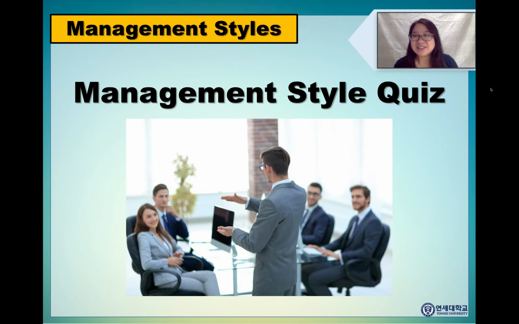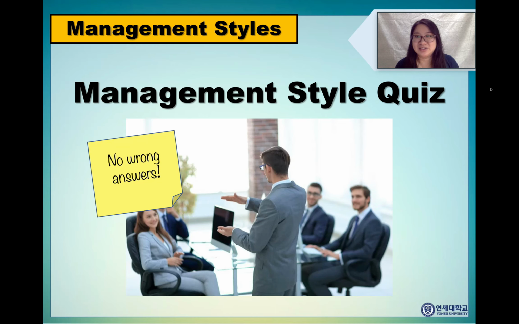When we answer these questions, there are no wrong answers. Just choose the answer that you think matches your personality the best. Then at the end, we'll look at our answers and see what kind of management style seems to match your personality. So let's begin. Take out a notebook and write your answer.